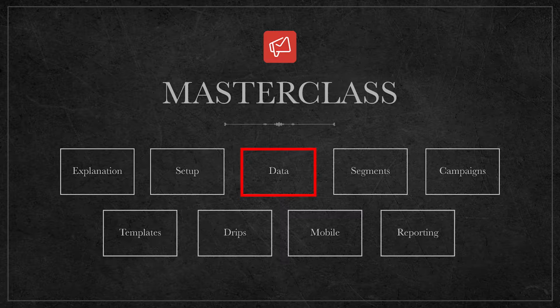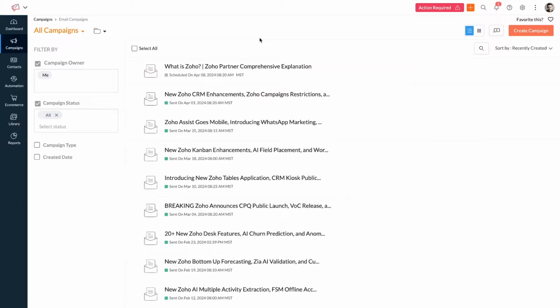Let's talk about getting data into Zoho Campaigns. When I say data, I'm talking about your contacts, the people that you want to communicate with. How do you actually get their data inside of Zoho Campaigns? And this technically could have been a part of the setup section of this video, but I wanted to give it a dedicated section because there's so much that goes into this. I wanted to make sure that we had a time and space to actually go over this in depth.